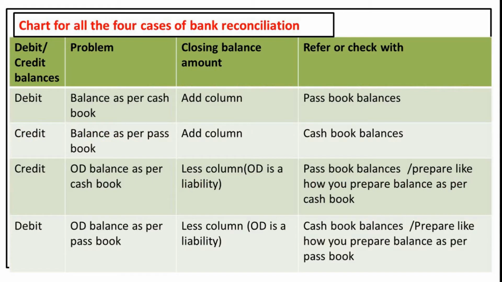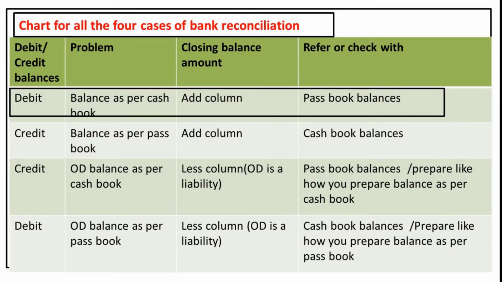Now we'll see the chart. If the problem states debit balance as per cash book, then we have to mention the closing balance in the add column of bank reconciliation statement. And also, while preparing bank reconciliation statement, we have to refer to passbook balances. For instance, if the passbook balance is less, then we'll mention the difference amount in the less column. If the passbook balance is more, then we'll mention the difference amount in add column.